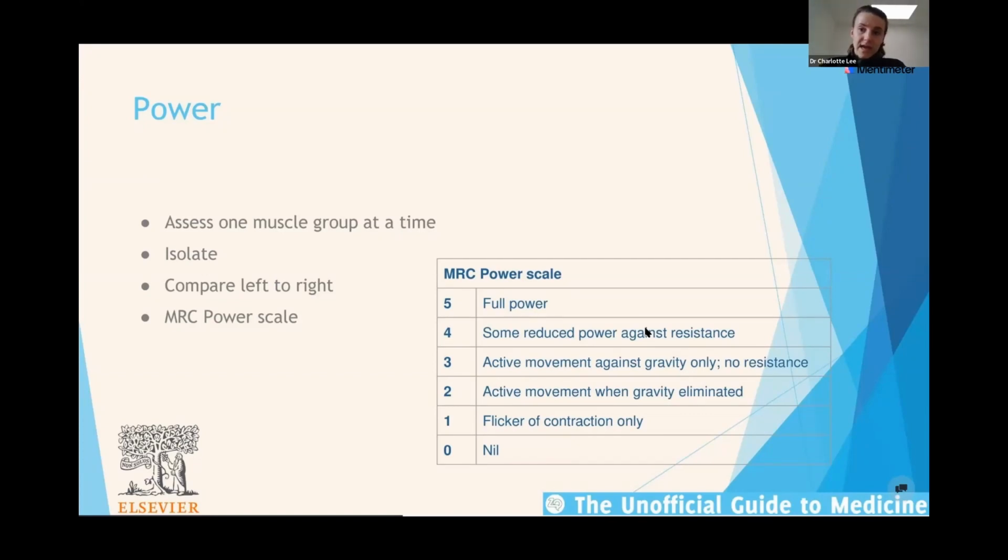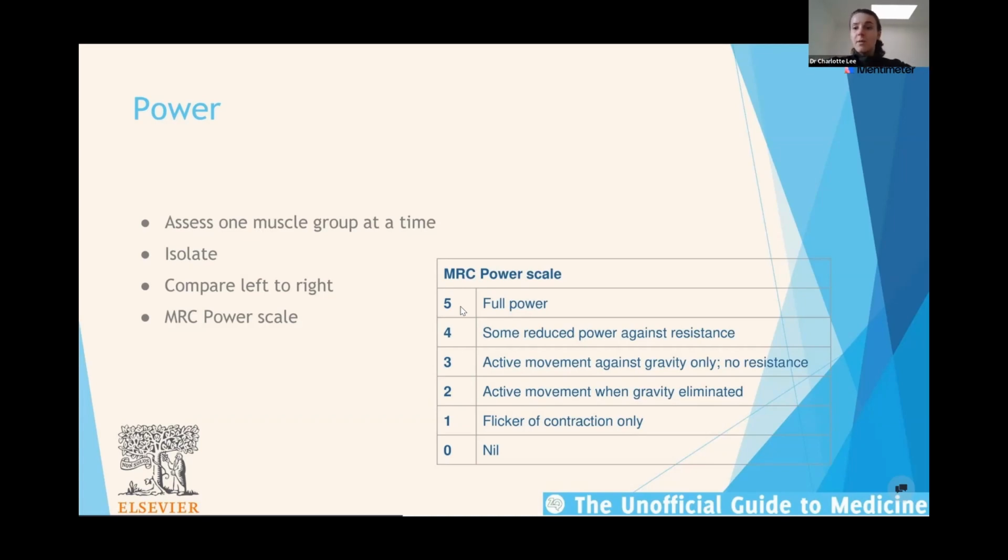The way you will measure their power is with the MRC power scale, which you can see here. Have a read through it, or have a look at one, write it out, copy it up, whatever you like. I think the one that is the most confusing is level 2 here, active movement when gravity eliminated. The other ones are quite straightforward. 5, full power as you'd expect. 4, you're doing your movements, but they're a little bit weaker than you would expect.